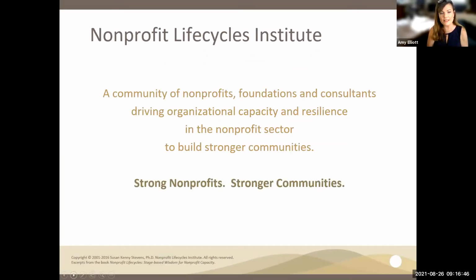One of the things, the goal of the Institute and the goal of Nonprofit Lifecycles, is to create this community of nonprofits, foundations, consultants, this ecosystem, so to speak, where everybody understands this simple model so that we can build a culture of capacity and resilience in the nonprofit sector. It is our strong belief that if nonprofits are strong, then communities are strong, because the nonprofits are doing the work that is needed in the communities.